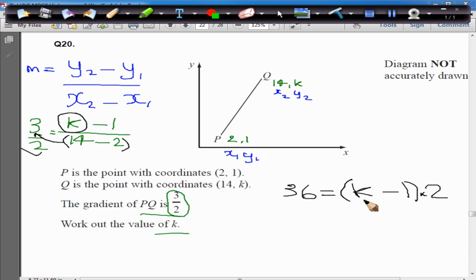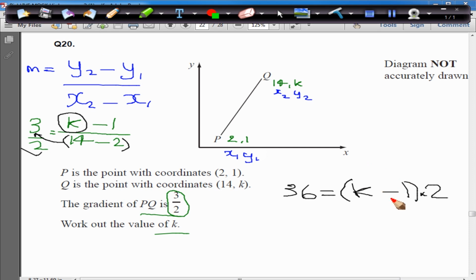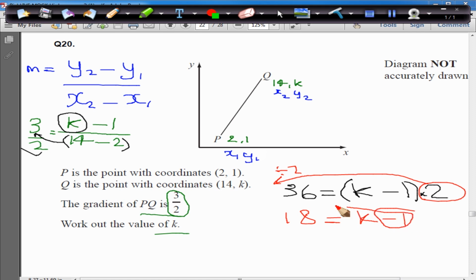Okay, now we still want to work out the K. K is being minus by 1 and times by 2. So what do we do now? Idris? Opposite of times by 2 is divide by 2. So 36 divided by 2 is 18. The brackets go now. And then the opposite of minus 1 is plus 1. K is 19. Whoa.